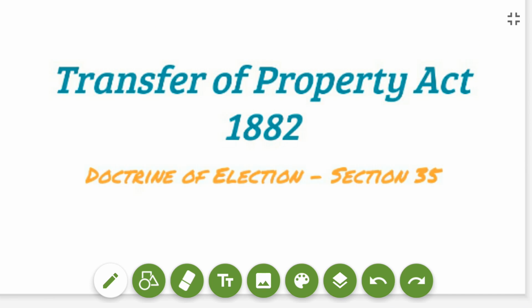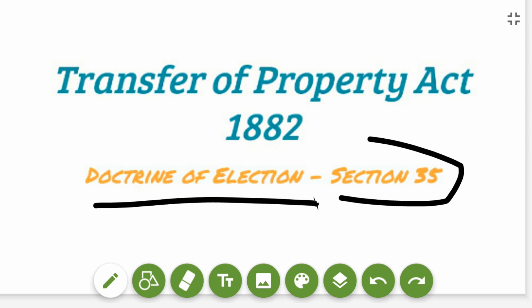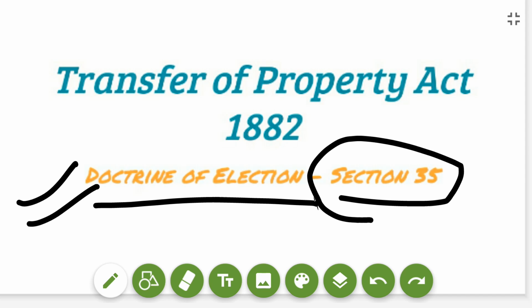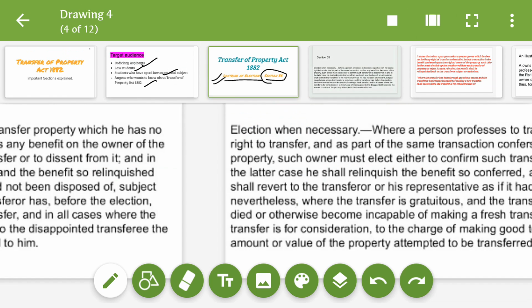Now, today I'll be taking the Doctrine of Election, that is section 35. So section 35 is also known as Doctrine of Election. So whenever or wherever it asks you what is Doctrine of Election, do not get confused, it is your section 35. So what is section 35?